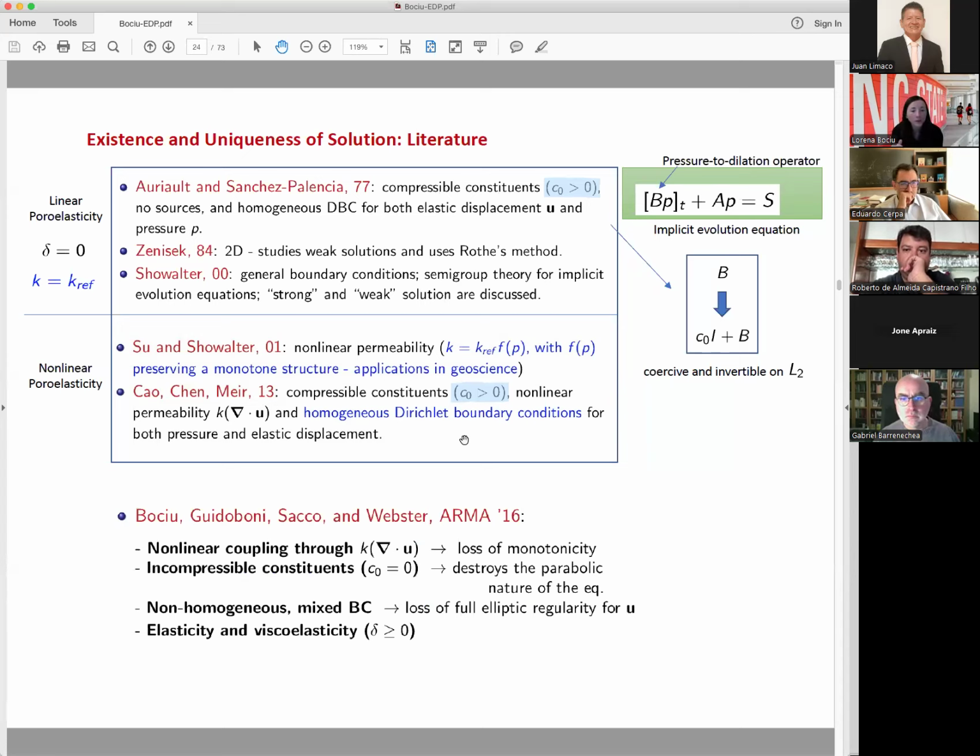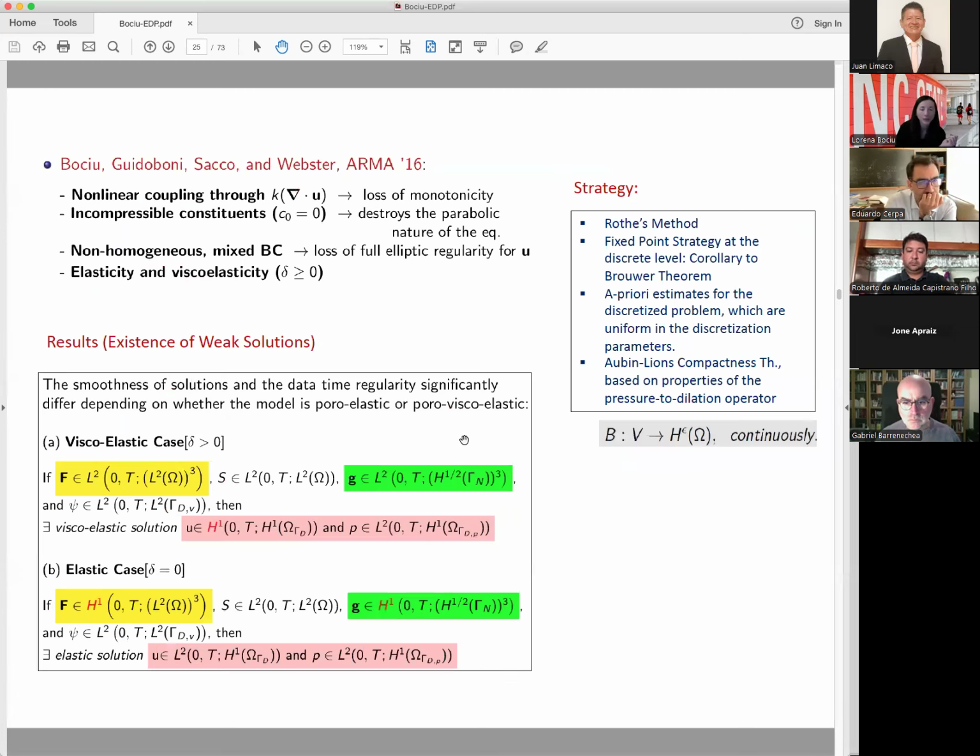We focused on incompressible constituents, and this destroys the parabolic nature of the equation because you lose the term that had P sub t in it. We had non-homogeneous mixed boundary conditions, which really means, if you work in elasticity, if we allow the two parts of the boundary, the Dirichlet and Neumann, to touch, you no longer obtain the maximal elliptic regularity for the solid displacement U. And we made a comparison between elasticity and viscoelasticity, right? This is what we wanted to look at as well.